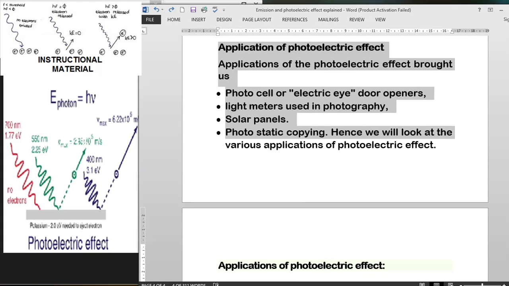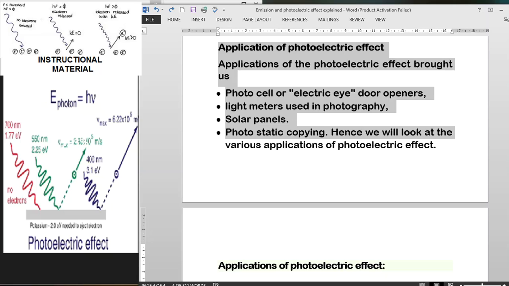So applications of photoelectric effect. What are the applications of photoelectric effect? The application of photoelectric effect brought about what we call the photocells or electric eyes or door openers. So it brought about what we call the photocell, right?